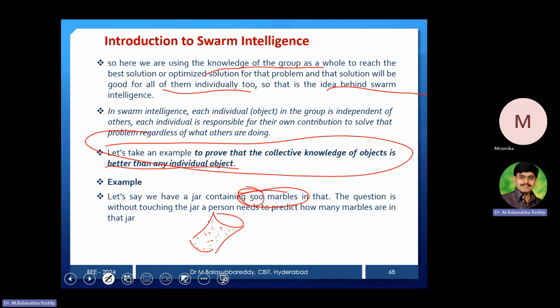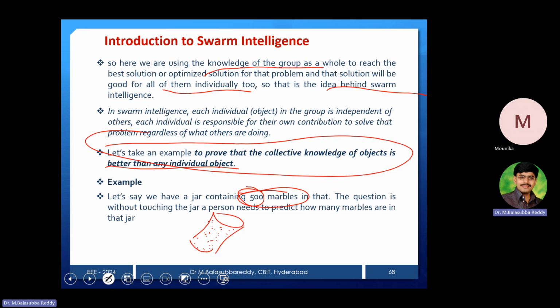Or another version you can do. You collect the same information from 1,000 people, and you discard the highest 10 percent or 5 percent of values and the lowest values, and take the average. Then it is still better than what we did previously. That means your answer is very near to the actual answer. The actual answer is 500 marbles inside.